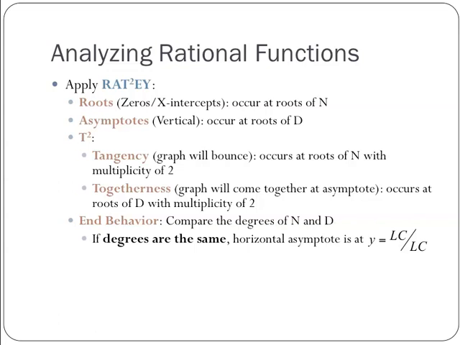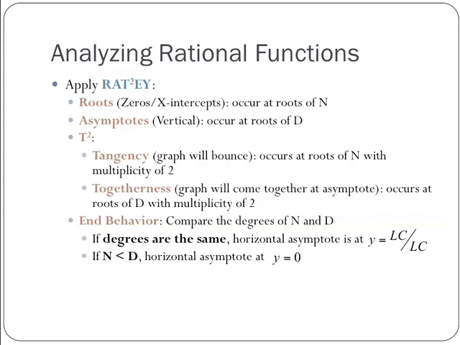Now, if the degree of the numerator is smaller than the degree of the denominator, then you have a horizontal asymptote at y equals 0. So no calculation needed. You just know that the horizontal asymptote is at y equals 0. If you were to zoom out really far, for any case where the degree of the numerator is smaller than the denominator, you'll end up with just a horizontal line right along the x-axis.